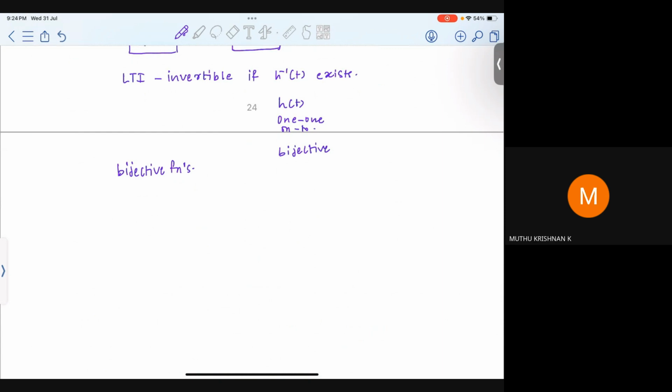Ma'am, all memoryless systems are causal systems, right? Yes. Okay.